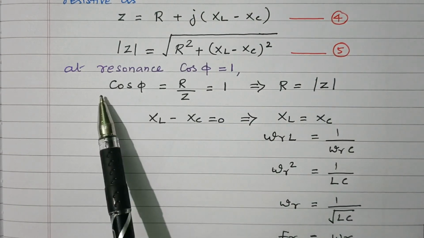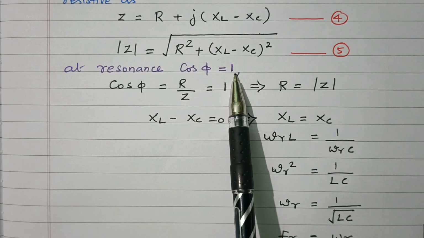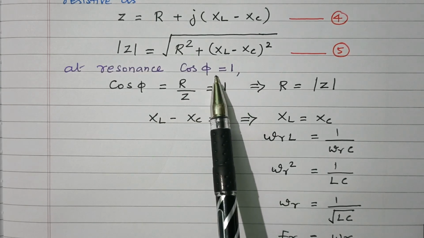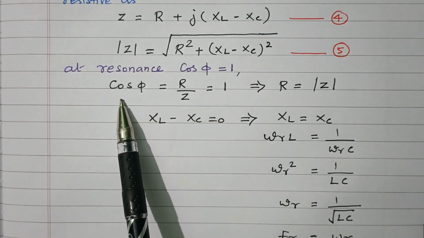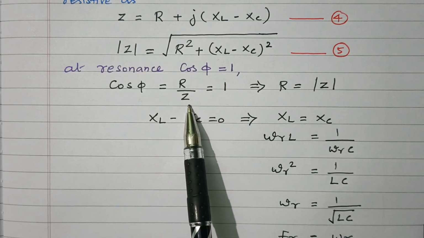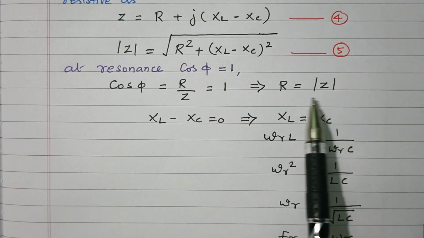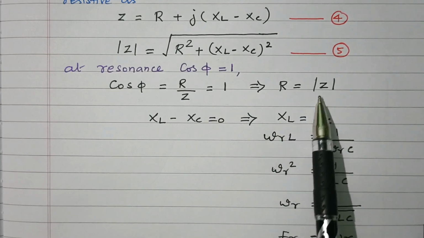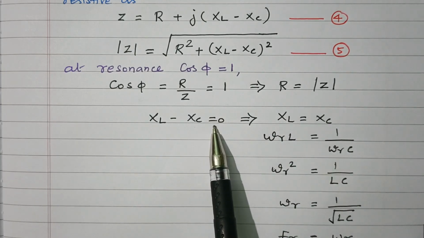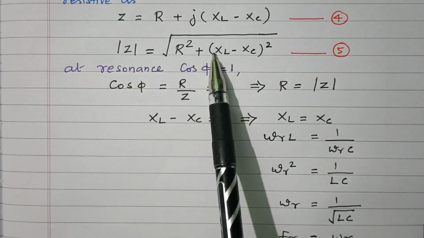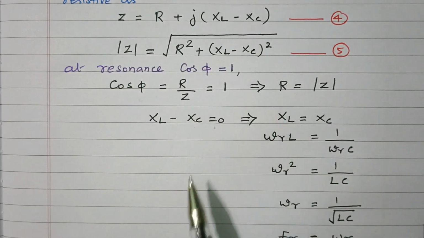But at resonance, cos phi equals 1. The power factor is unity. Cos phi is also given as R divided by Z, which equals 1. That means R equals Z. R equals Z means XL minus XC is 0. So this term is automatically 0.